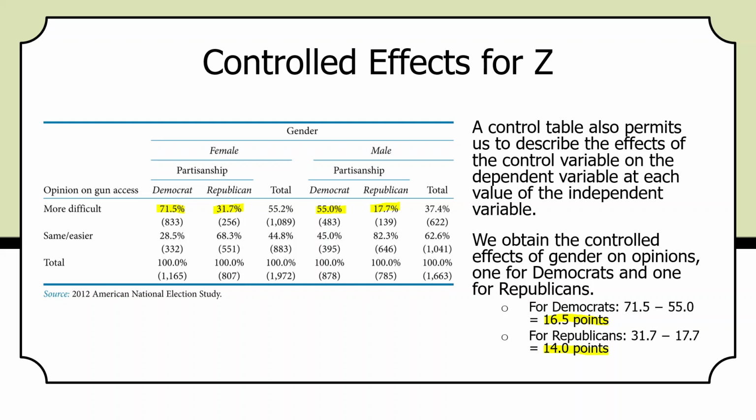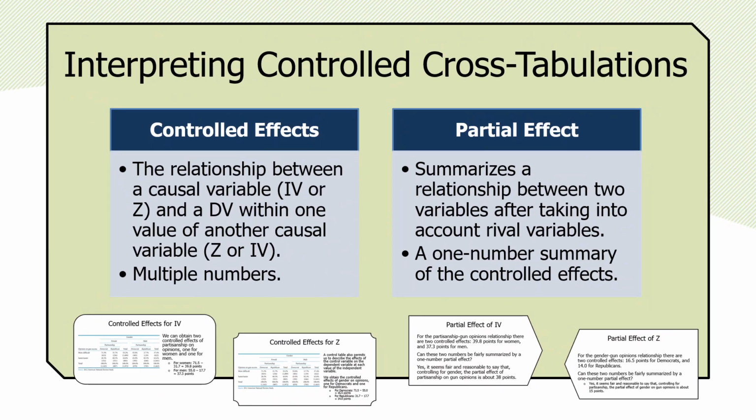So we've been talking about four controlled effects, two controlled effects for partisanship and two controlled effects for gender. Notice the controlled effects are real numbers. I mean, they're not estimates. You do the math and come up with this percentage point difference. What we're after when we do control comparison analysis is something called partial effects. Let's talk about partial effects.